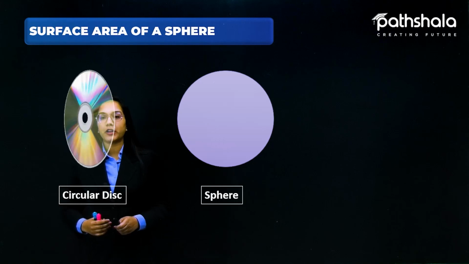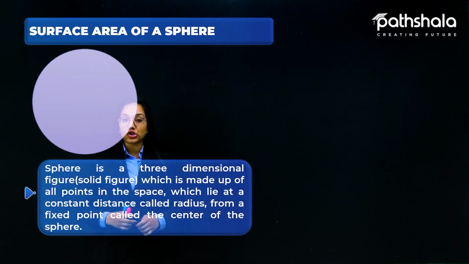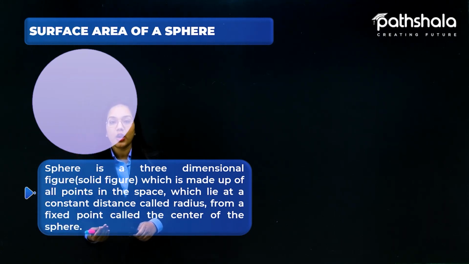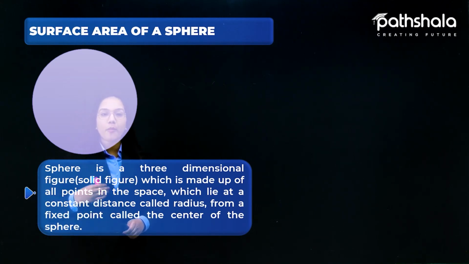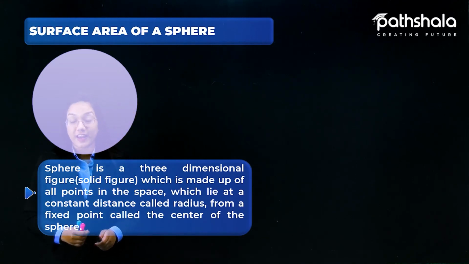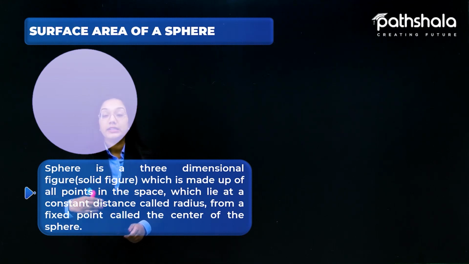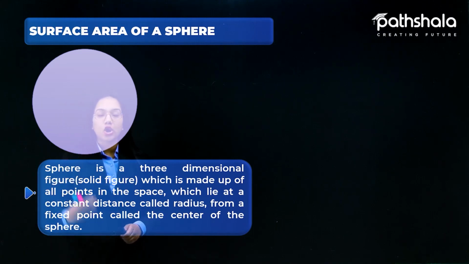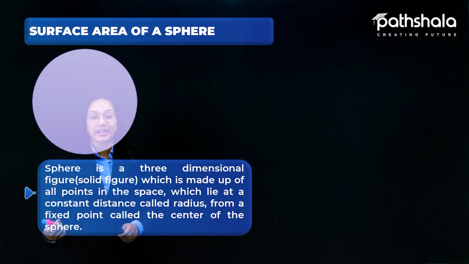So what is the definition of a sphere? A sphere is a three-dimensional, solid figure made up of all the points in space which lie at a constant distance, called the radius, from a fixed point, called the center of the sphere. So a sphere is a three-dimensional, solid figure. It has a radius as well as a center.